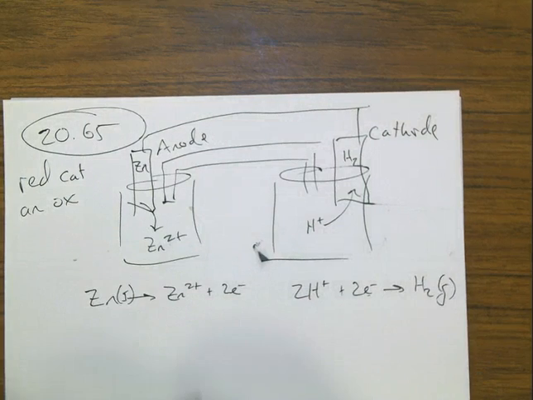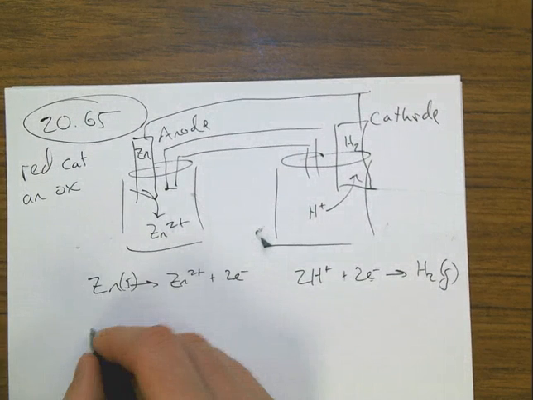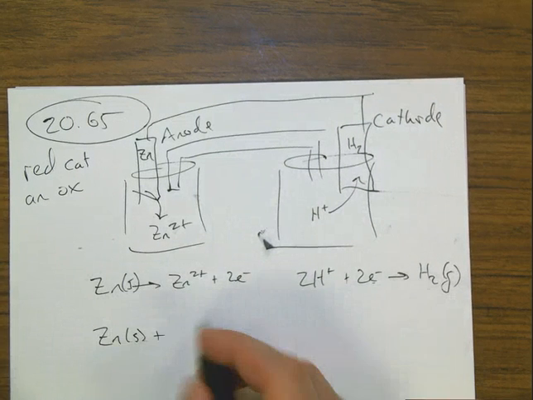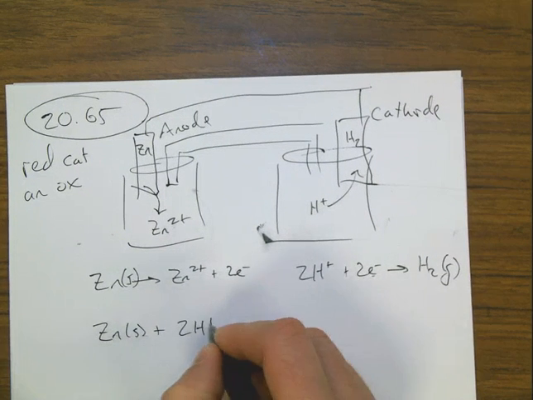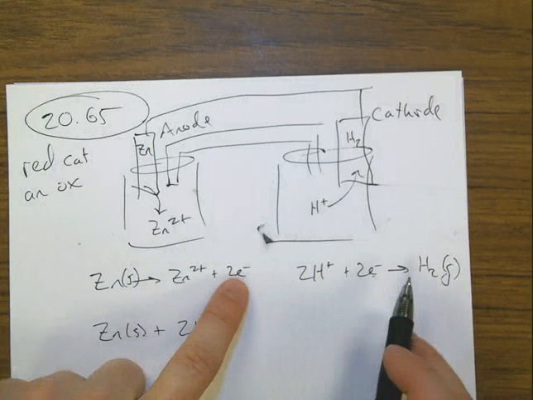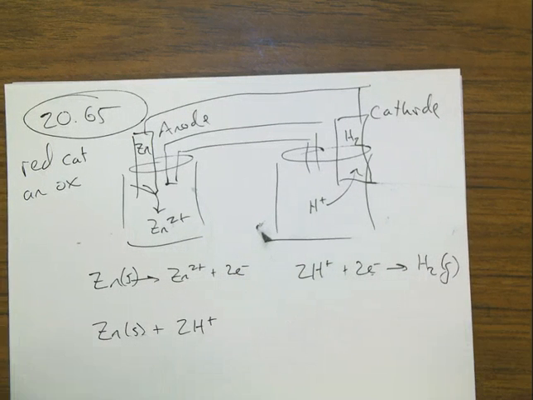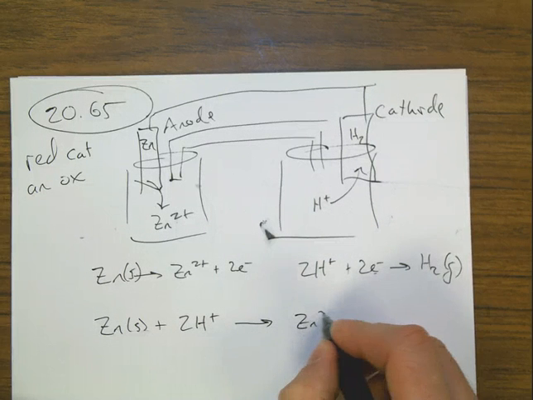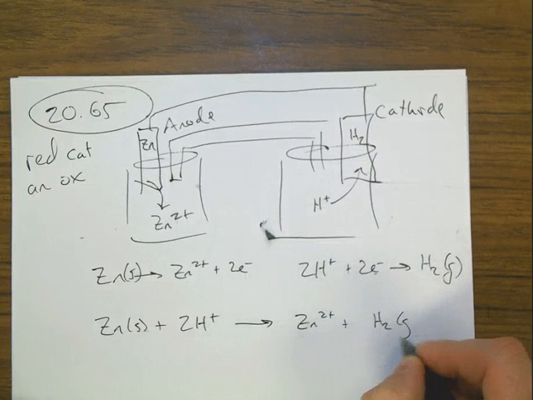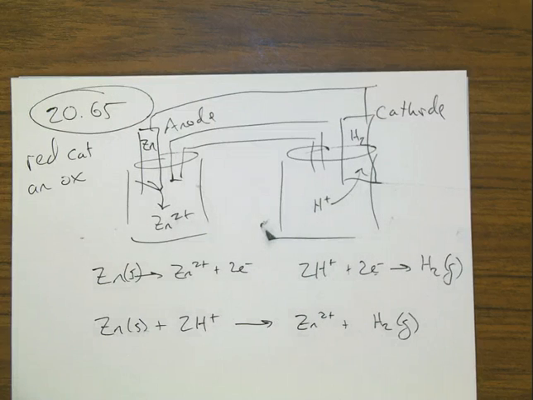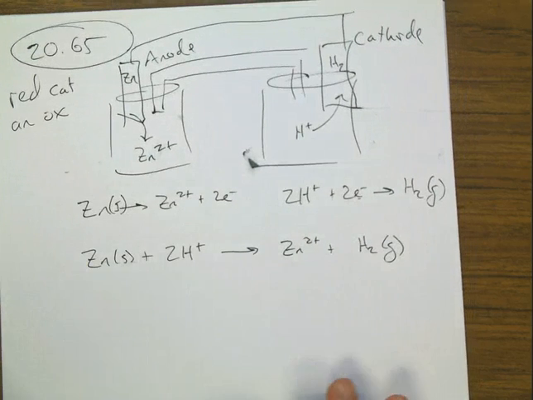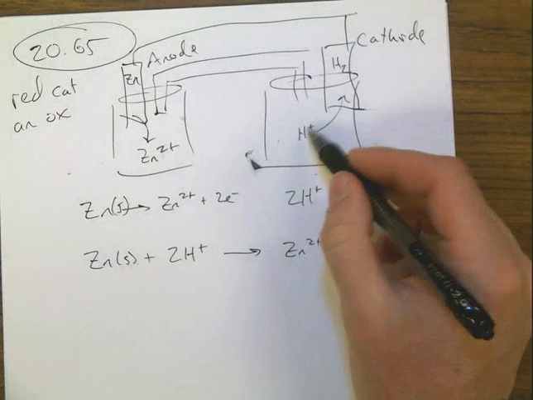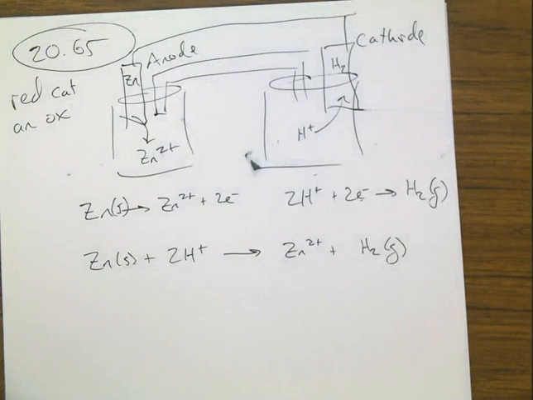Now I'm going to combine these half reactions, and what I end up having is Zn solid plus, so I'm taking all the reactants, adding them together, plus 2H+. My electrons will cancel out because I have 2 electrons on the product side and 2 electrons on the reactant side. I don't have to worry about that. And then that produces Zn2+ and H2 gas. Okay. So in problem number 65, what we have to do is calculate the pH. So this is an acidic solution because I have hydrogen ions that are being reduced and producing hydrogen gas.